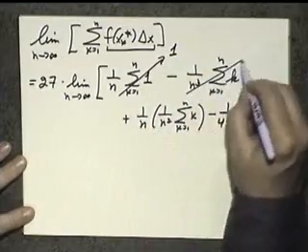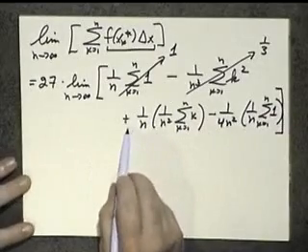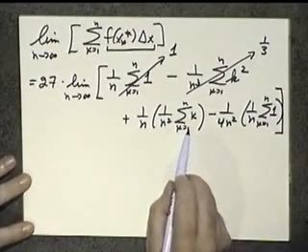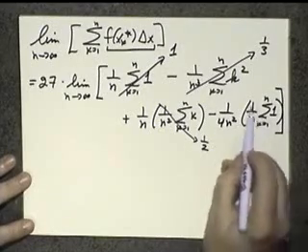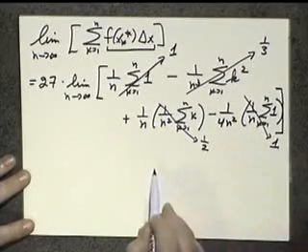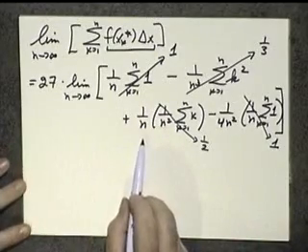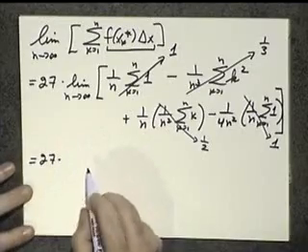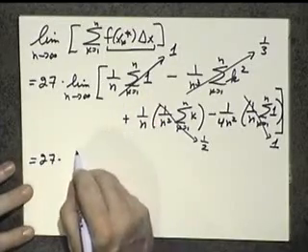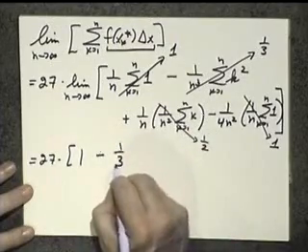1 over n cubed times this turns out to be just 1/3. Here, this expression will turn out to be 1/2, and this expression here will turn out to be 1. Now these are in the limit, after we've taken the limit, and what will happen next? We'll have 27 times, and from here we'll have a 1. From here we'll have a 1/3.